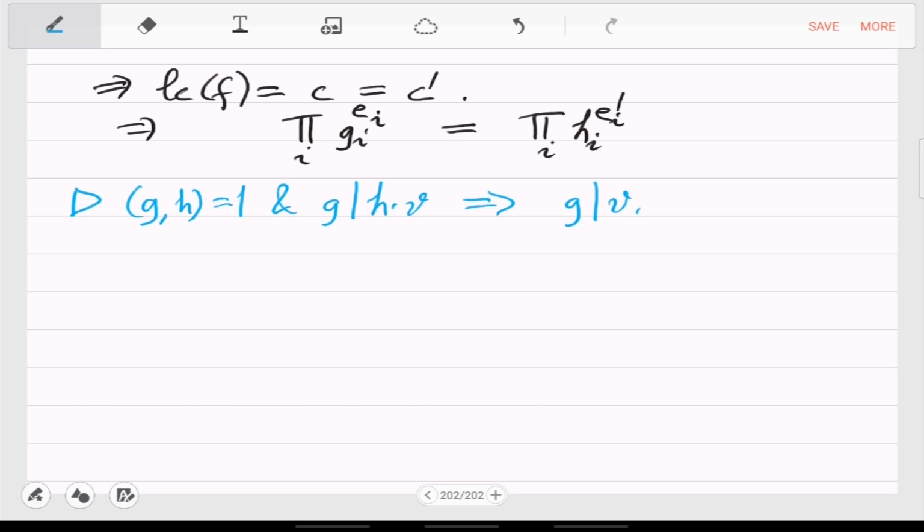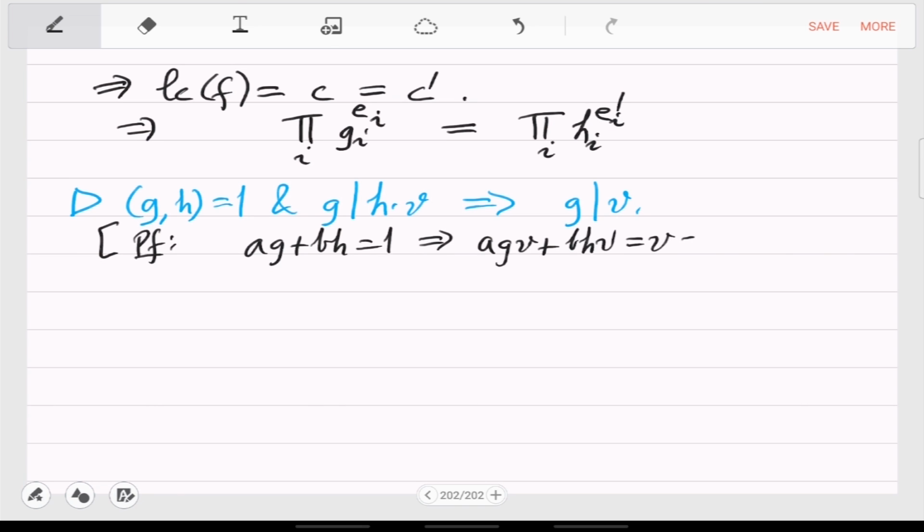Right? What was the proof of this? Bezout identity was the proof. So you write AG plus BH equal to 1, then you multiply by V. And now since you are given G divides HV, G divides the left hand side, so G divides V. So this nice proof comes because of Bezout identity, because of the extended Euclid algorithm. And you just repeatedly use this observation.